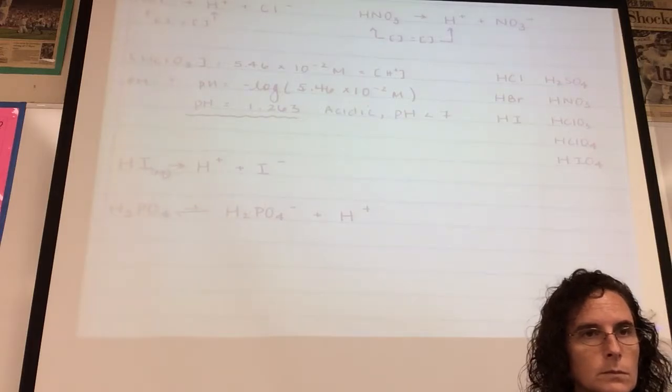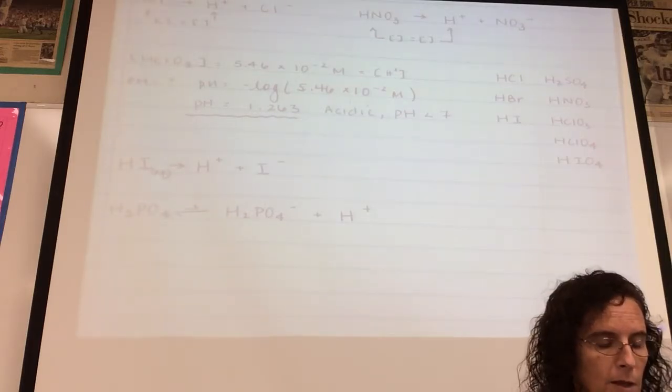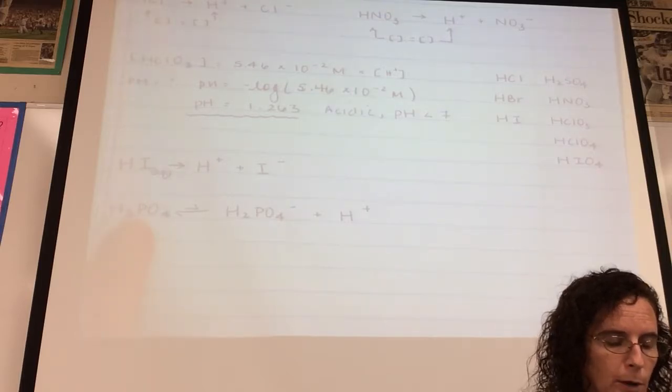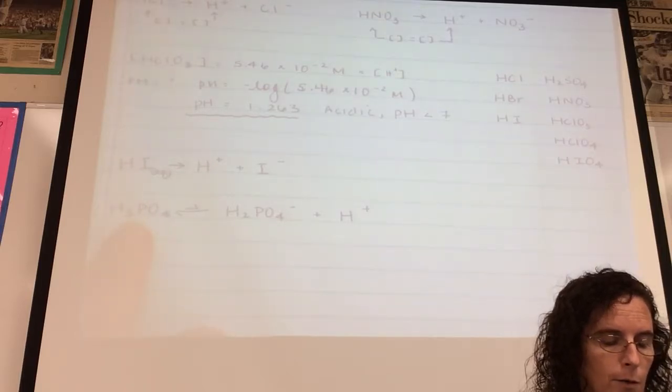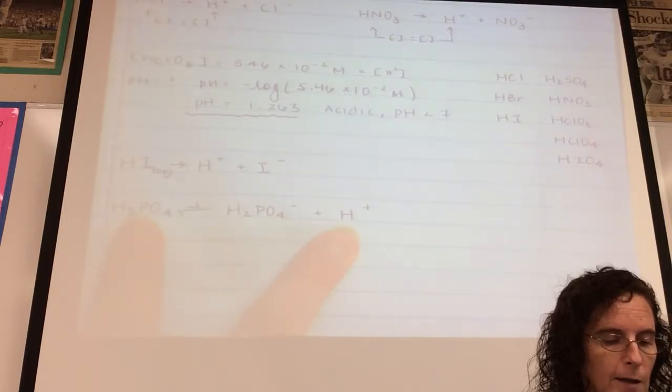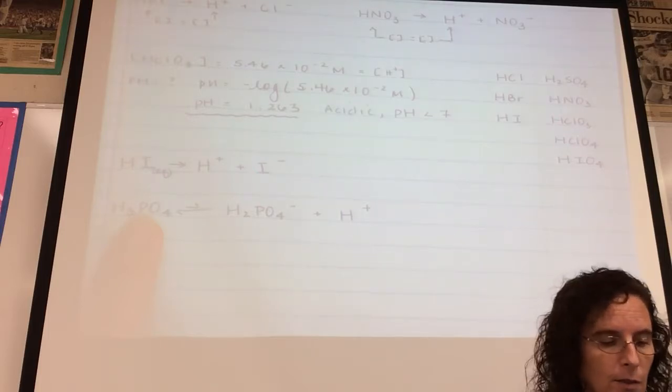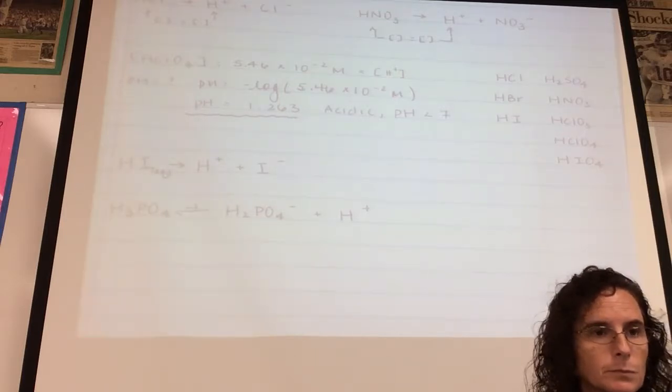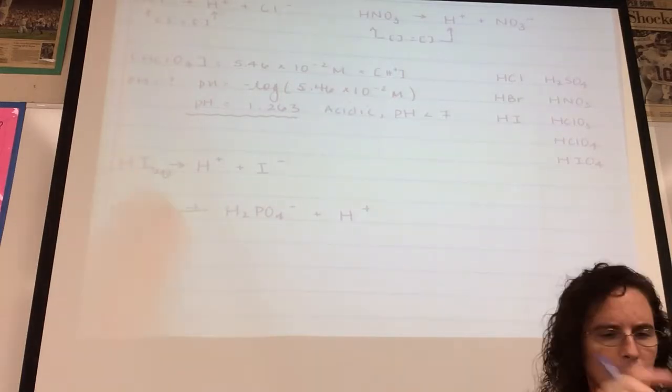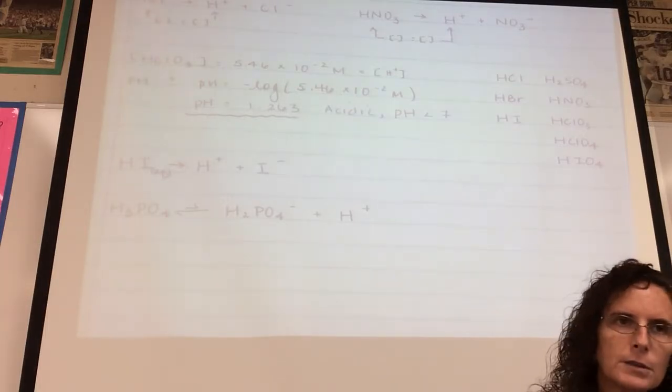Why is the reverse reaction favored now? Because when you look at the concentration of the acid as compared to the concentration of proton, the concentration of acid is significantly higher. This holds on to its proton much tighter than this. I don't know if I showed you that little video. I thought I did. It's in your notes. I can come back to it.